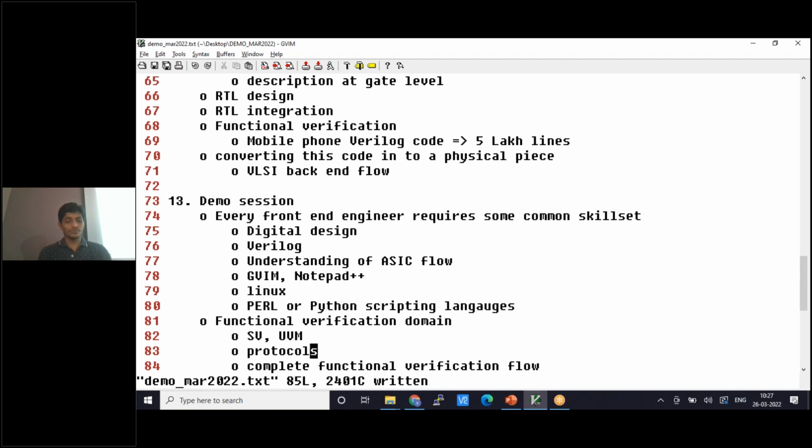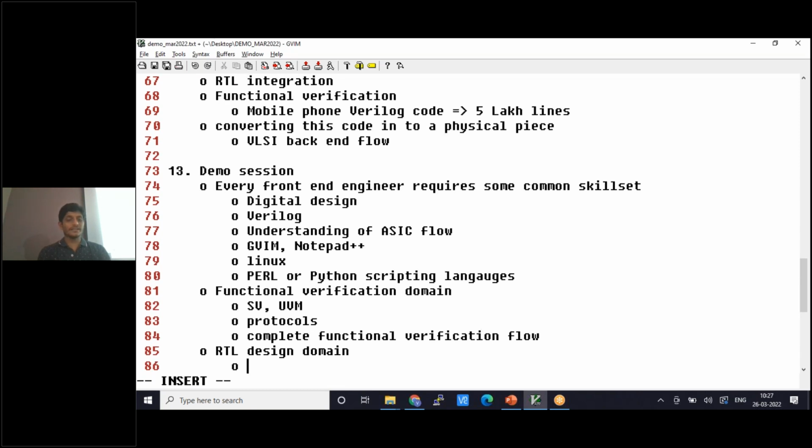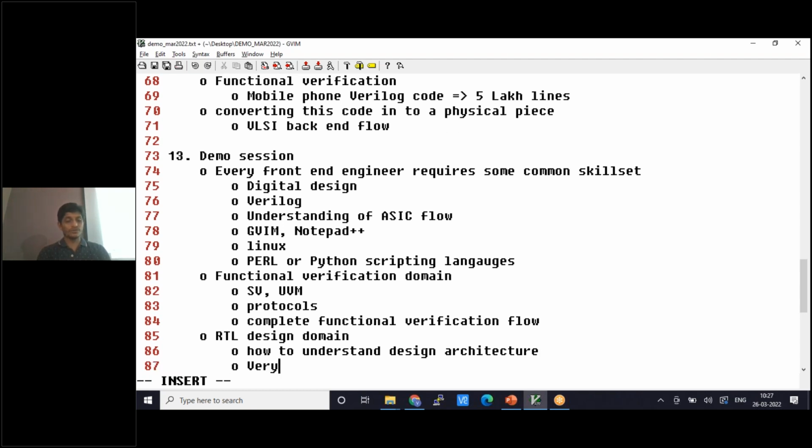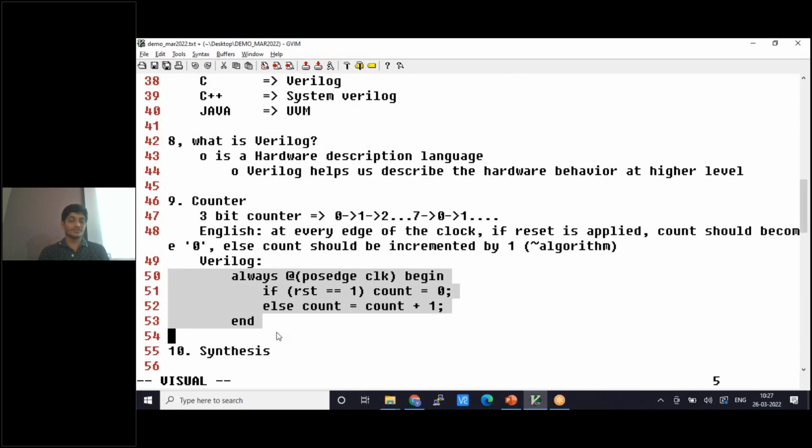Someone who is getting into the RTL design domain should get a good understanding of design architecture, and then be very good with Verilog. Their role is basically to implement this Verilog code, right? The person who developed this code is called an RTL design engineer.